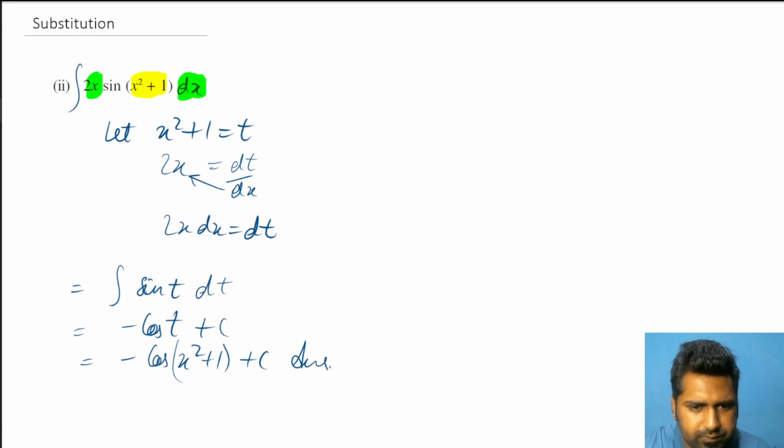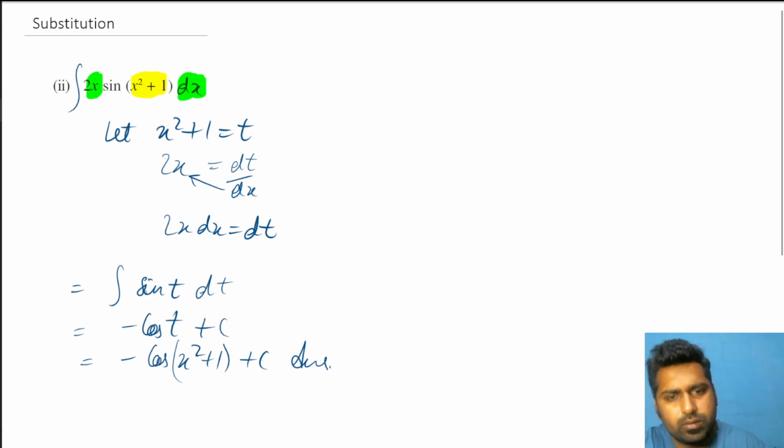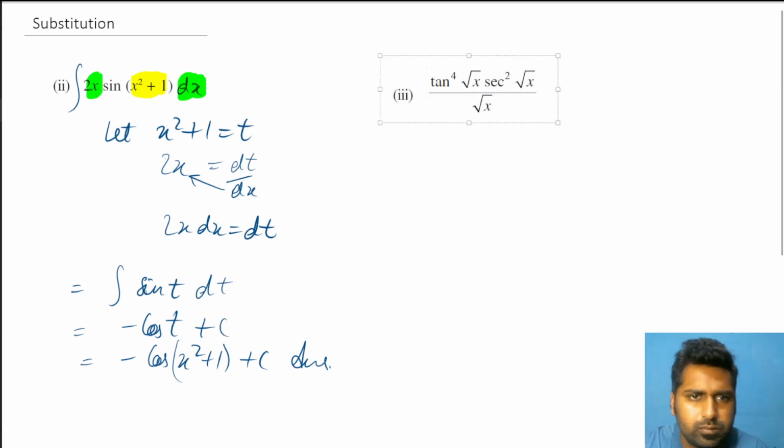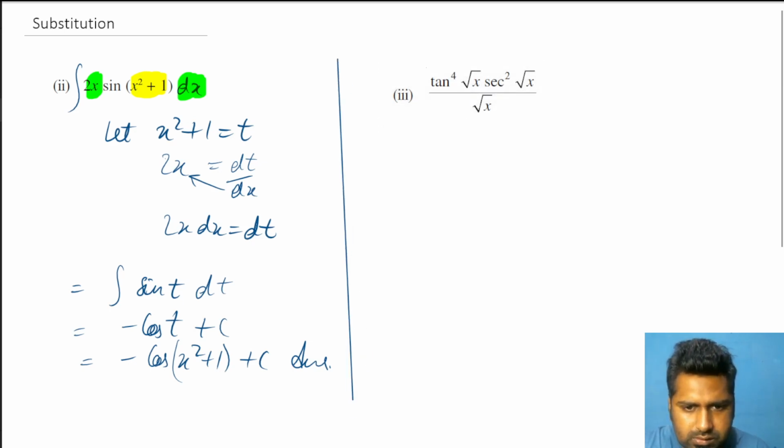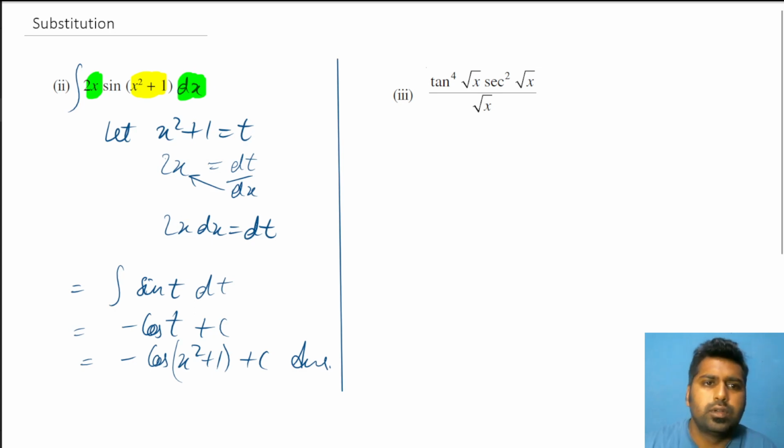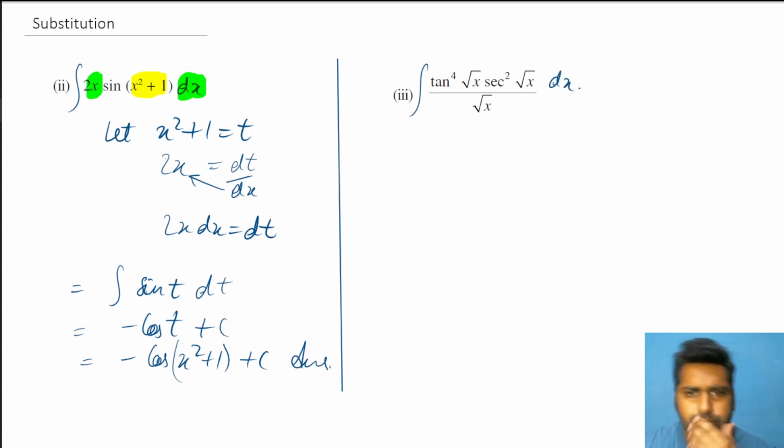Look at this question. We have to integrate this again with respect to dx. Look at this expression, which is the weirdest one. Tan power 4, sec square. Fine, inside them both root x is present. So the weirdest thing right now is that inside tan there is root x.